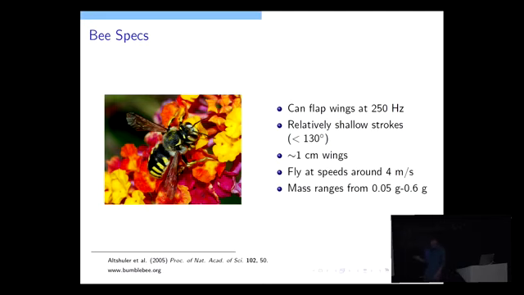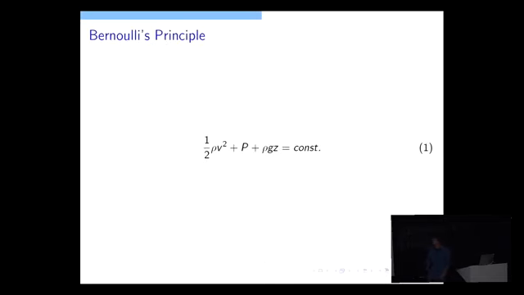Compared to other insects, bees have relatively shallow strokes. The stroke is basically just the amount of angle that the flapping takes. They're less than 130 degrees. Apparently, fruit flies can get up to 150 degrees. The wings are about 1 centimeter long. Bees fly at around 4 meters per second, and masses range from 0.05 grams to 0.6 grams. These numbers will be a little bit useful later when I show you some sample calculations.